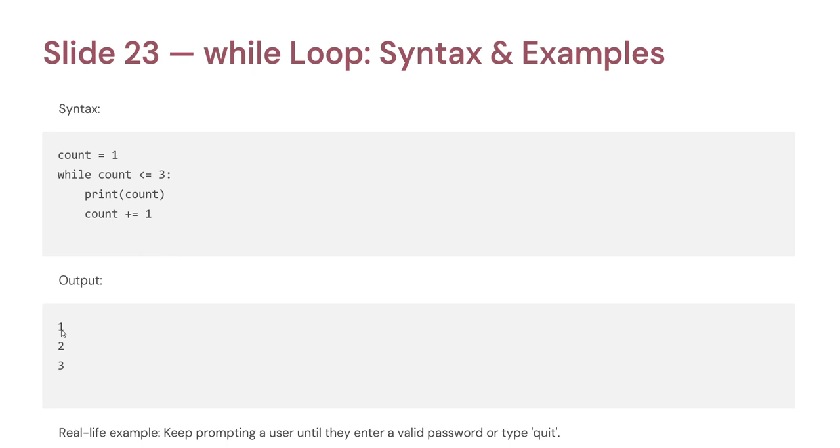Okay, so count becomes 2. Then again the condition is checked, then it will print 2. Count becomes 3. Now it will print 3. Okay, here we can see the output. Now count becomes 4, but 4 is not less than or equal to 3, right? The loop stops, it means the condition is false.